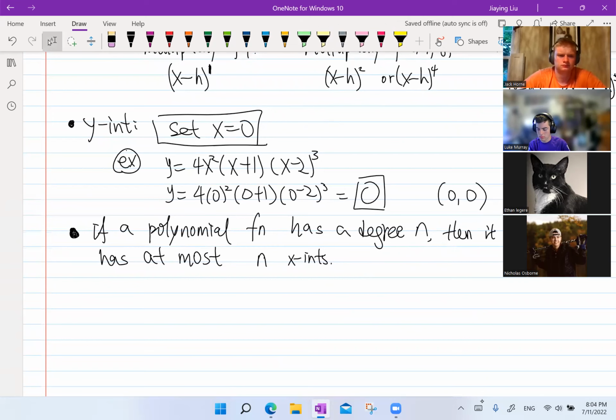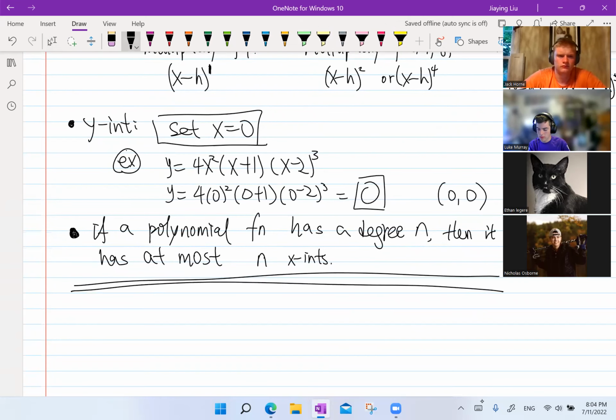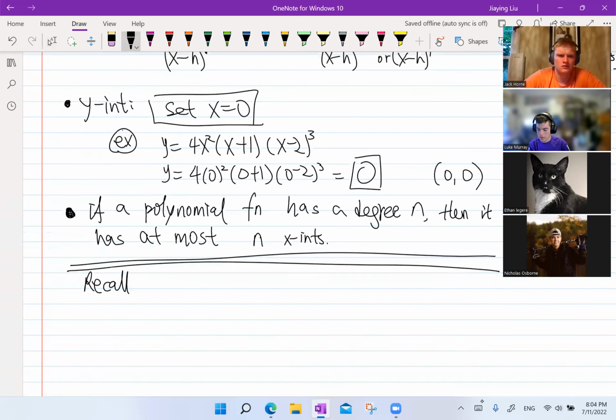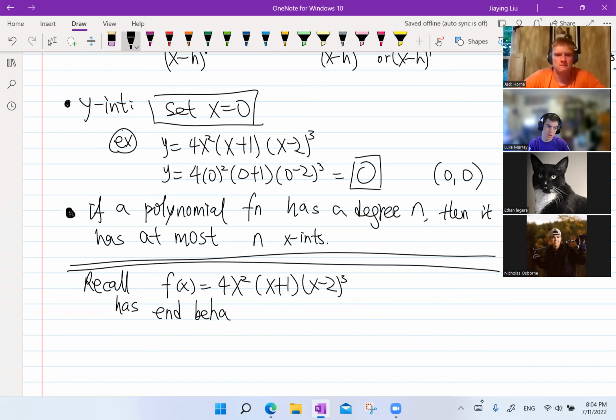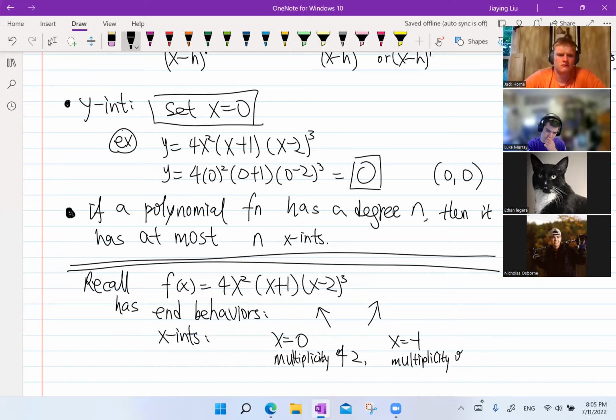Right. So now let's bring this together with this function. Let's try to sketch it. So recall the function f of x equals 4x squared, x plus 1, x minus 2 cubed has end behaviors. I'm just going to reorganize all the parts I found with this function. The end behavior was going upwards on both ends from the leading term, and it has x-intercepts at x equals 0, which has a multiplicity of 2, x equals negative 1, which has a multiplicity of 1, and x equals 2, which has a multiplicity of 3. That's what we found earlier.